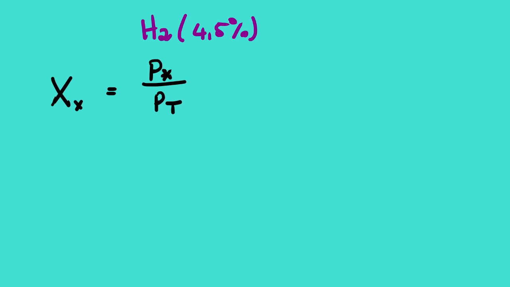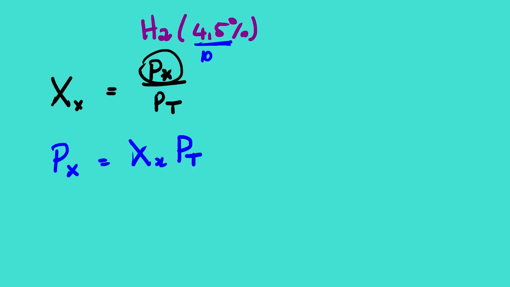For hydrogen we have 4.5%, and we are going to use this equation, x component, or let us say xx, equals px over p total. In this case you're looking for px. Rearranging the equation, px equals xx times pt. Now our mole fraction is given as a percentage. In order to convert it to a fraction, we just divide by 100.